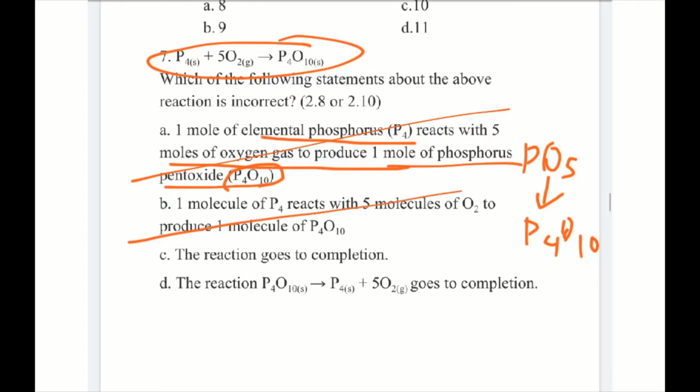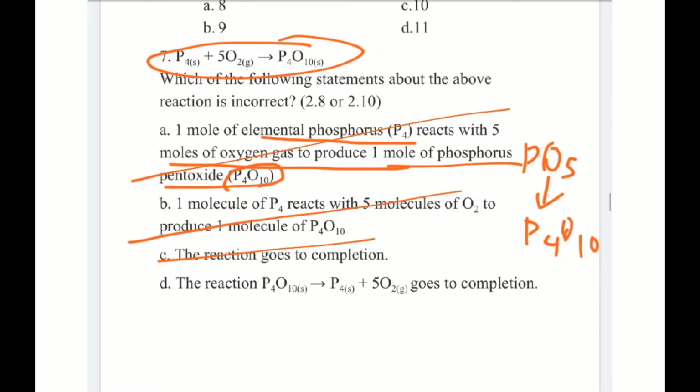The reaction goes to completion. Well, in a video about electrolytes, I talked about how the single arrow tells us that the reaction goes 100% through, or really close to 100%. So that's right as well. Now let's look at D. The reaction P4O10 becomes P4 plus 5O2 goes to completion.